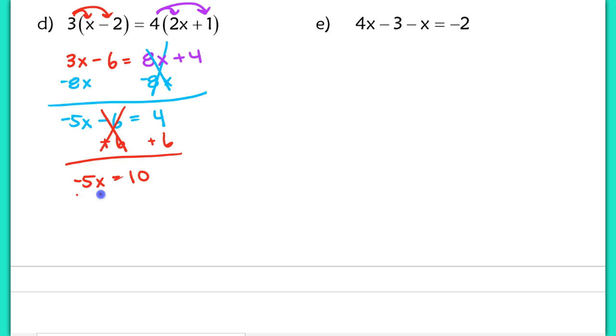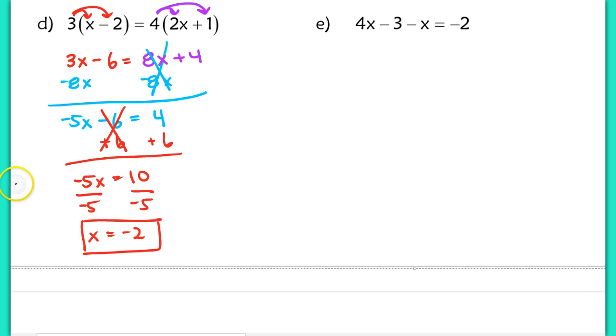Now at this point, I can divide by negative 5 so that I end up with x equaling 10 divided by negative 5, which gives me negative 2. And this is actually my final answer there.